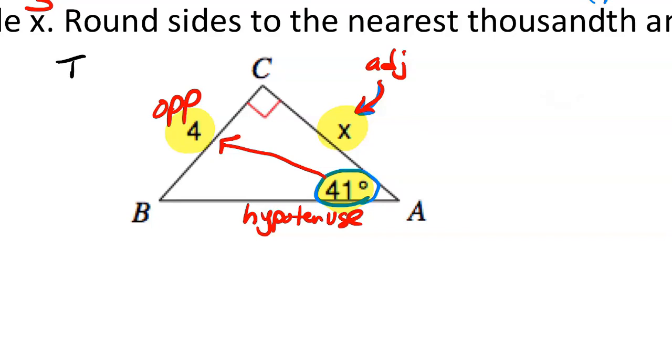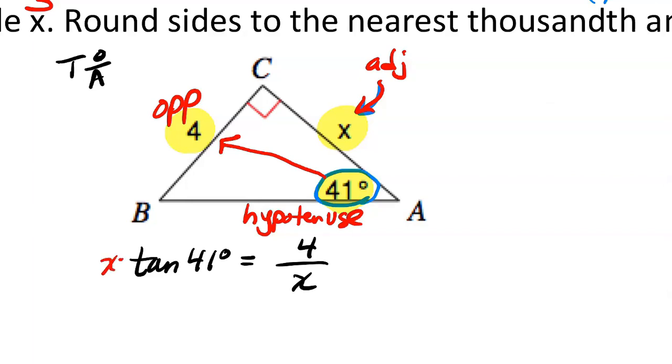And that would be TOA again, SOHCAHTOA. TOA, tangent is opposite over adjacent. So we can set this up as tangent of 41 degrees equals the opposite side divided by the adjacent side. Now, we have a variable in the denominator, x. We can multiply both sides by x. Multiply it over here. That gets rid of the x. And then we could divide both sides by tangent of 41.